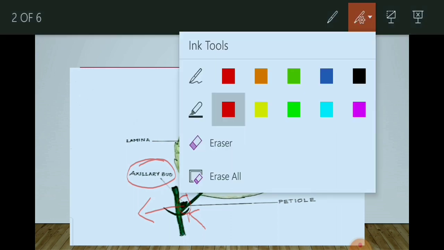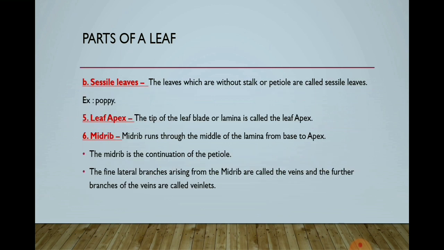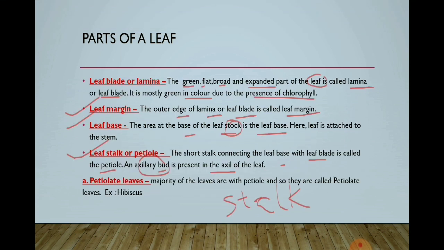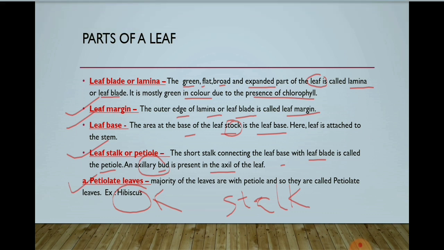So now I will discuss the next point. So let us see which one is the next point. This is petiolate leaves. Okay, now I will discuss petiolate leaves. So what are petiolate leaves? The majority of leaves are with petiole, and so they are called petiolate leaves. So if the petiole is present, then it is known as petiolate leaves. Then we have to know the example of petiolate leaves. The example of petiolate leaves is hibiscus. Okay, hibiscus is the example of the petiolate leaves. In the case of the hibiscus plant, we find this type of petiolate leaves.